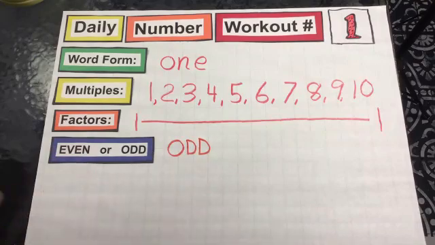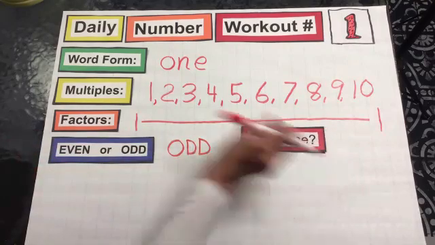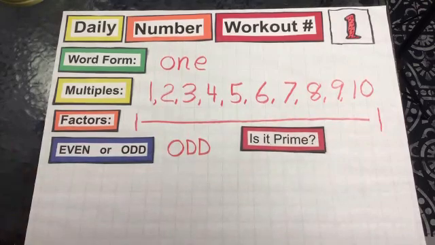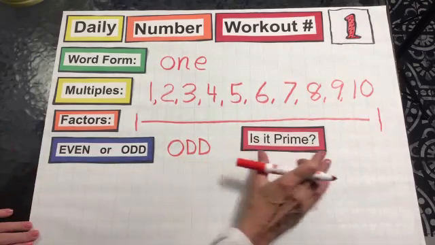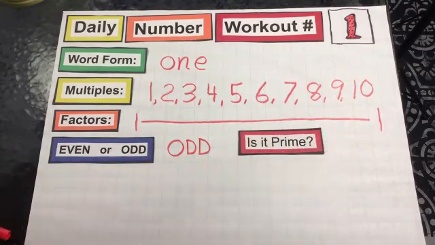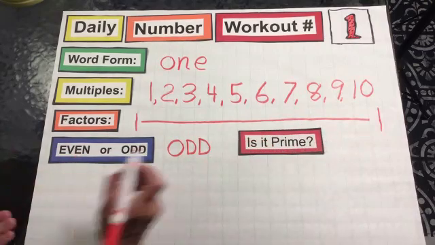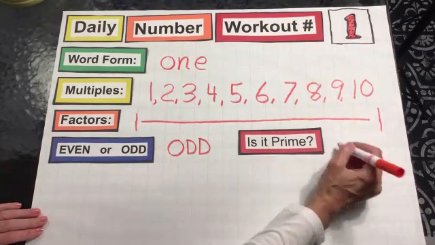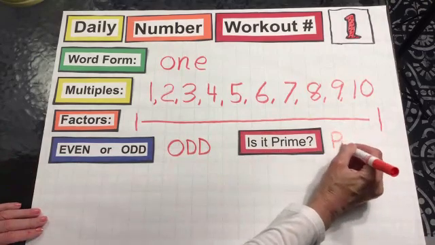And then we ask ourselves if it's prime. Is this number prime? In order to be prime, you can only have a factor of 1 and itself that is multiplied to make itself, or 1 or itself can be divided evenly into it. So definitely the number 1 is prime. So you can write the word prime.